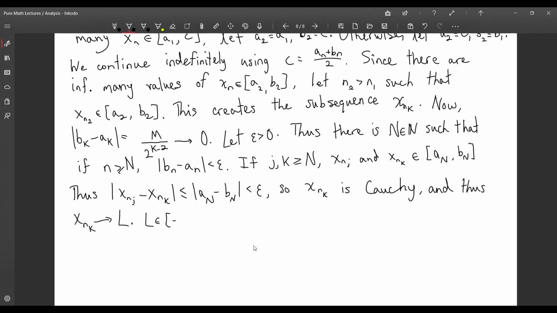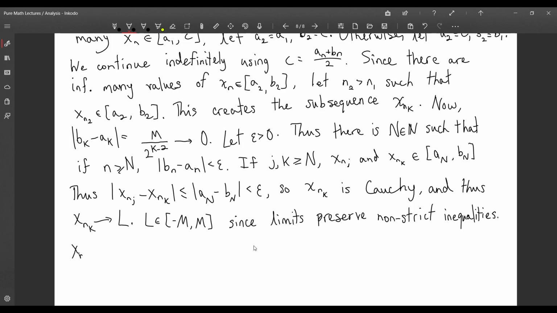The last step of the proof would be to show that L is actually contained in this interval, as we claimed in the start of the proof. Since limits preserve non-strict inequalities. And this is a fact that we've already run into multiple times.